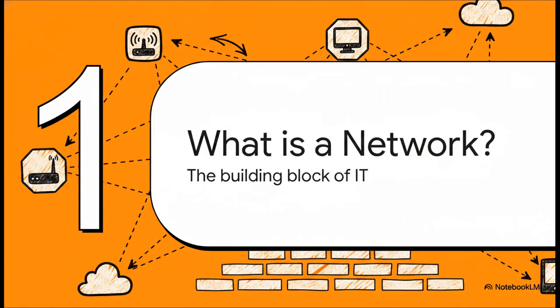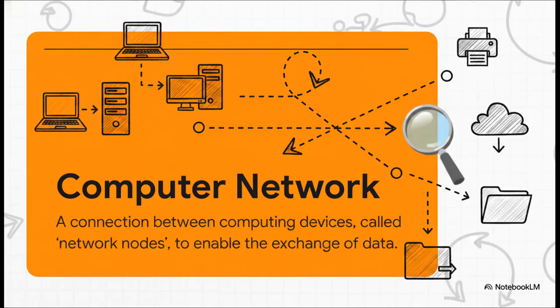Section 1, what is a network? This is really the foundation of everything we're going to talk about. So here's the official textbook definition. A computer network is basically a connection between devices, which we call network nodes, that lets them exchange data and share stuff. Now, the key words here are exchange and share.